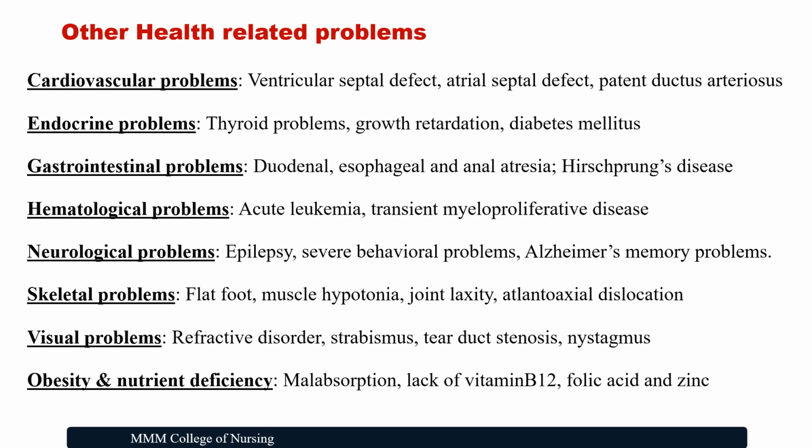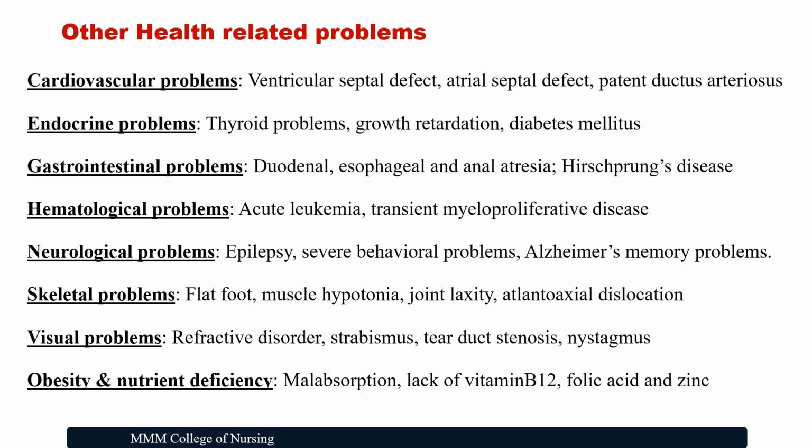Here we are going to see about other health related problems seen in Down syndrome. Cardiovascular problems such as ventricular septal defect, atrial septal defect, patent ductus arteriosus; endocrine problems such as thyroid problem, growth retardation, diabetes mellitus, etc. And about the GI problems: duodenal, esophageal and anal atresia and Hirschsprung's disease. Hematological conditions like acute leukemia, transient myeloproliferative disease, and neurological conditions like epilepsy, severe behavioral problems, Alzheimer's, memory problems, etc.